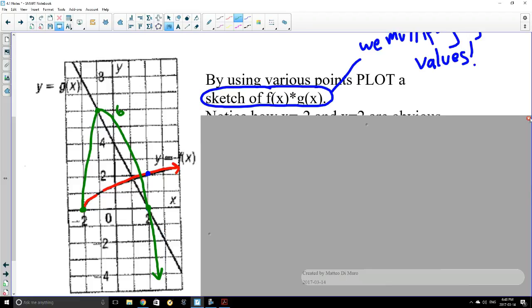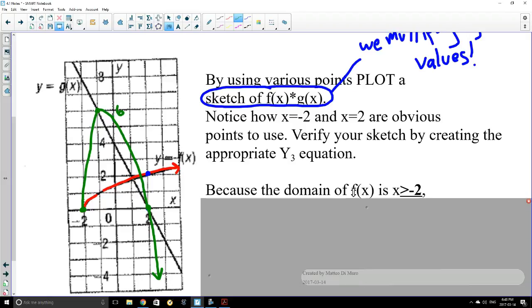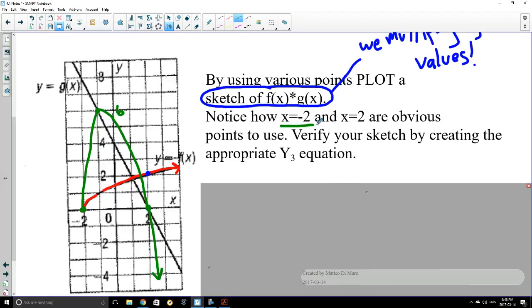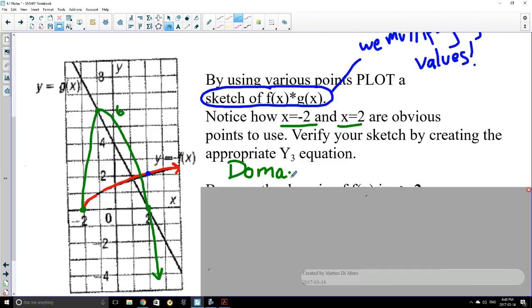Okay, so in the notes, there are a couple tidbits of information. Notice how the roots are obvious points that you want to use. The y-intercept obviously is going to be another one. Hopefully it's a little bit easier, but it's really not that bad. Talking about domain and range, that's usually a question that they ask. The domain and range of the resulting function isn't so bad if you have the sketch.